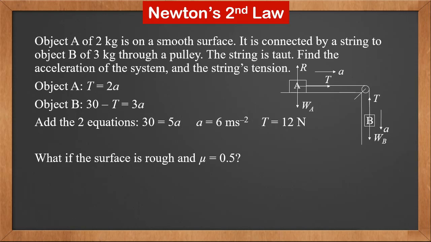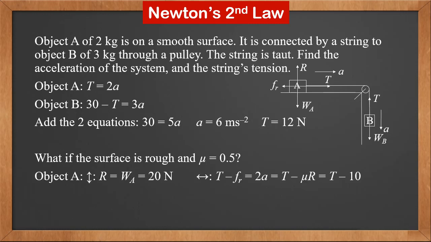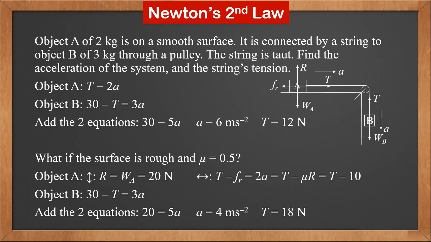What if the surface is rough and mu is 0.5? Then, there's friction acting on A. For A, vertically, there's no acceleration. So R is equal to W, which is 20 Newton. Horizontally, T minus friction is 2a. Friction is mu R, which is 10. So T minus 10 is 2a. For B, it's still 30 minus T is 3a. Add these two equations, we get 20 equals 5a. So a is 4 meters per second squared, and T is 18 Newton.